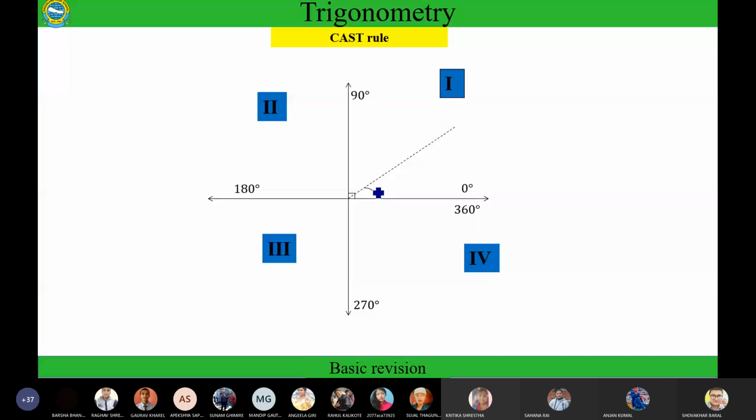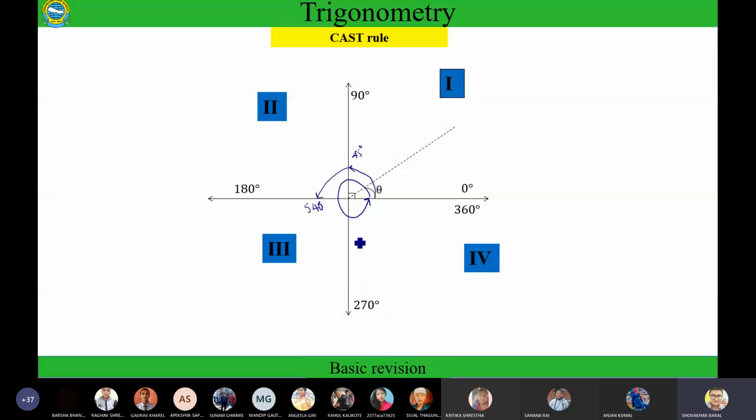You may say that the line may go further also. Yes, the line may go further also. So the further angle will be 450 degree. If it completes up to here, this is 360 degree, and if it goes just above this, it will be 360 plus something, and if it overlaps again with this, then it will be 360 plus 90, that is 450 degree. Again, if it goes further here, it will be 360 plus 180, that is 540 degree, I think.